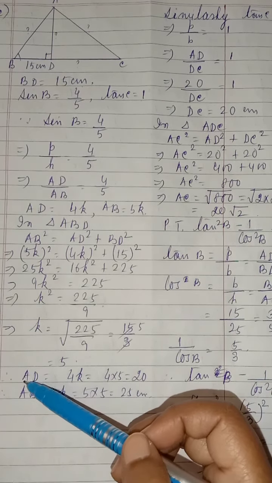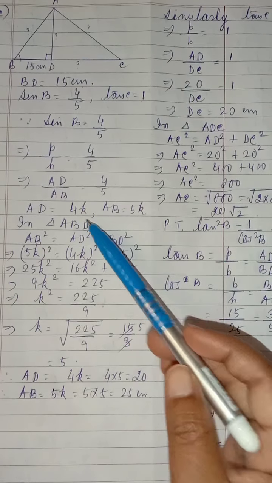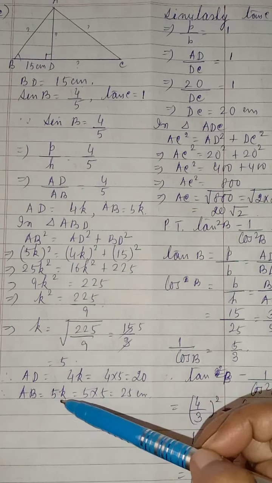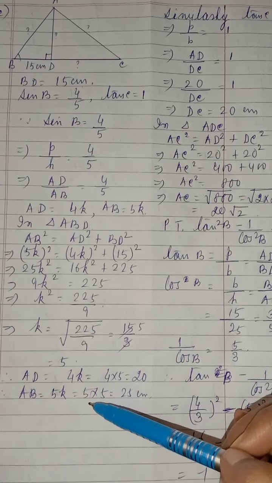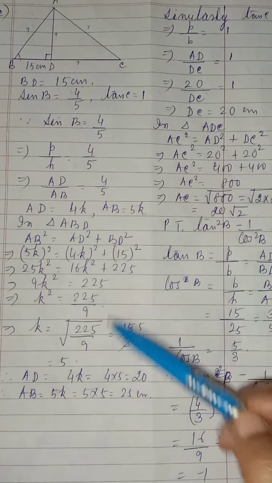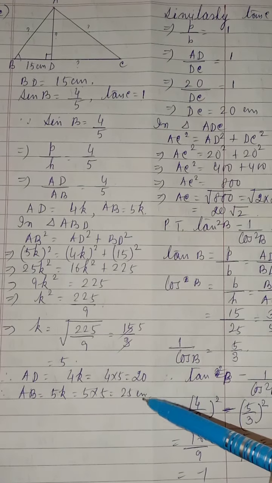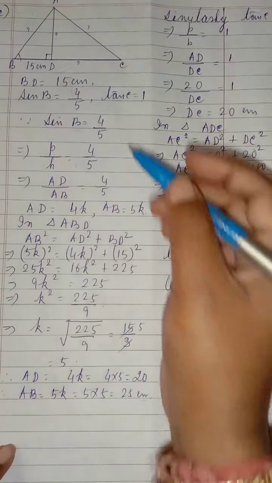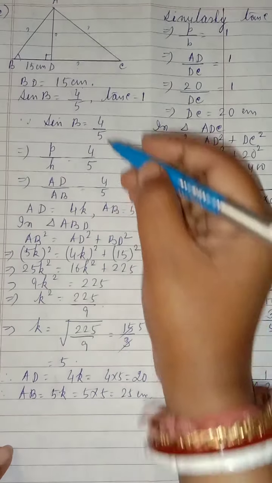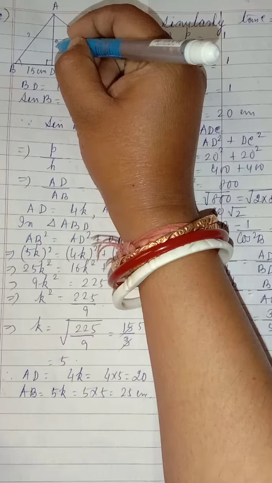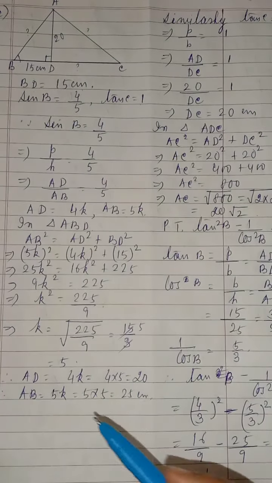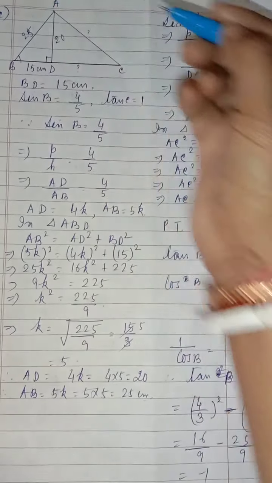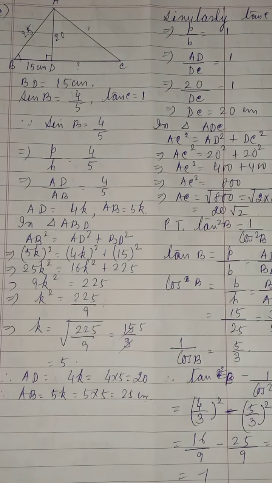So what will be AD then? AD we had supposed 4K, so it will be 4 into 5, that is 20. And AB is equal to 5K, so AB will be 5 into 5, that is 25 here. So whatever the value of AD we got here, now we can write: AD is equal to 20 and AB is equal to 25. After finding, let's write it in the diagram.